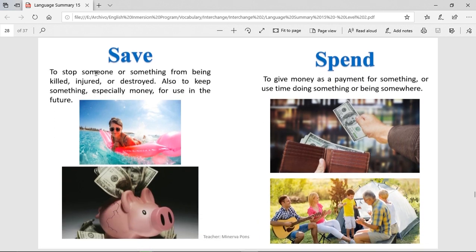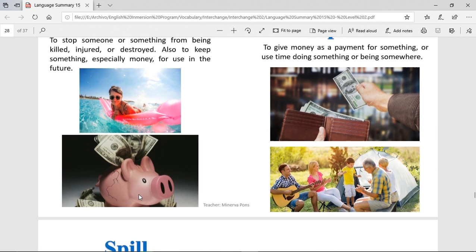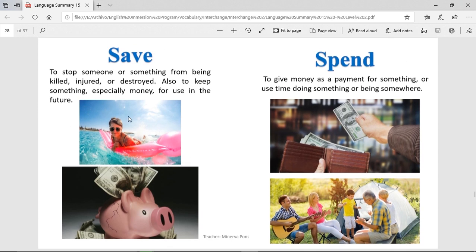Save. To stop someone or something from being killed, injured, or destroyed. Also to keep something, especially money, for use in the future. Okay, when you save someone, it's when you stop someone or something from being killed or injured or destroyed, or from being in a bad place. But it also means to store something, to have something and keep it for a long time in order to use it in the future. Like money. You can save money or you can save someone's life.